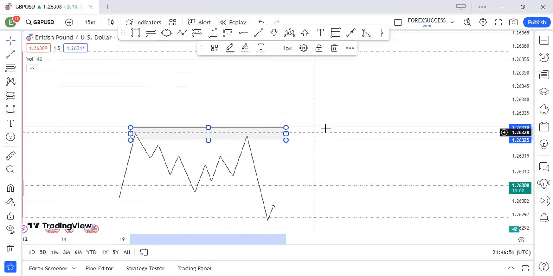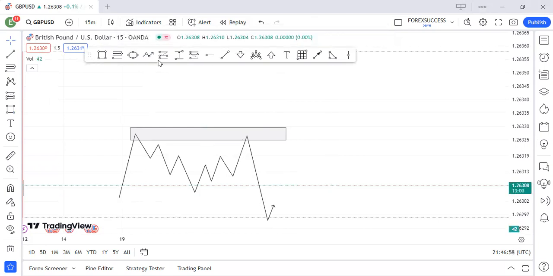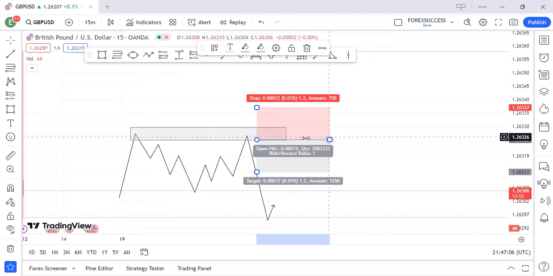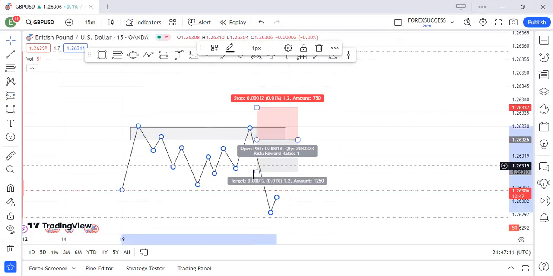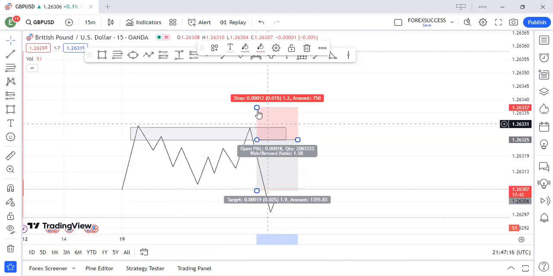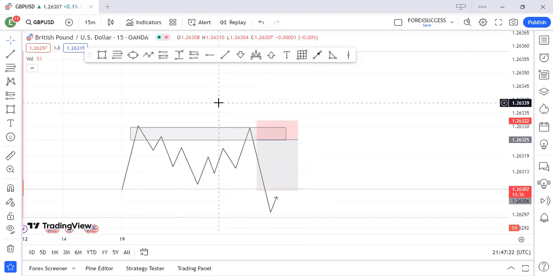The anticipation is that when price gets in here, you short. So with your order block, you're waiting for price to tap into this zone, and then you short, having your stop loss just a little above the order block.